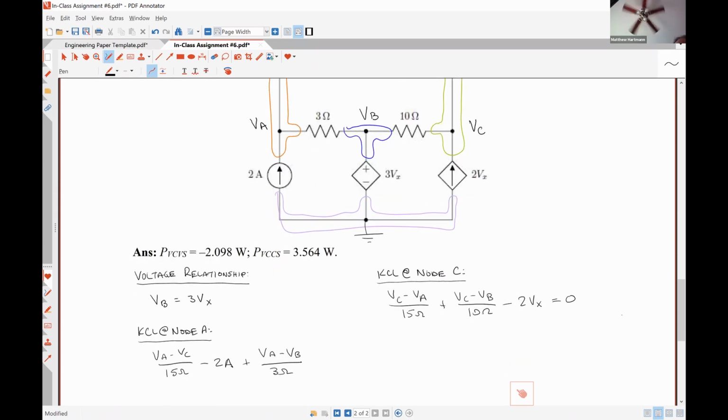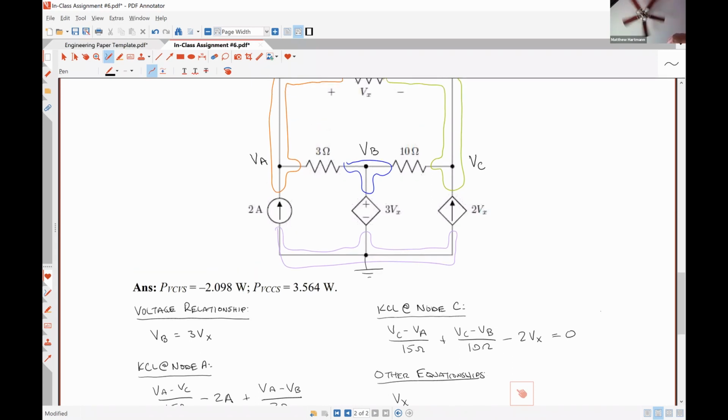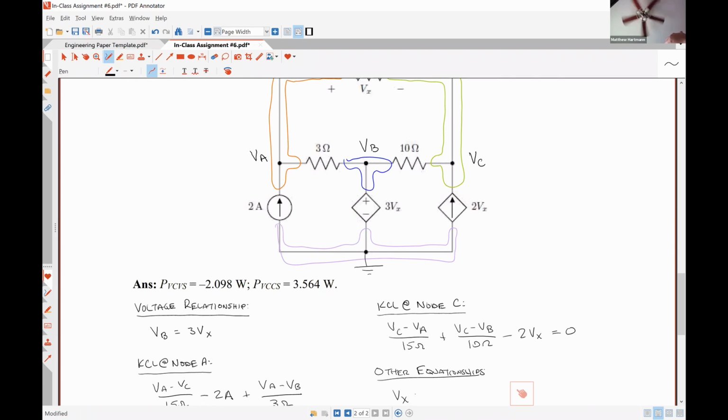So right now we have 3 equations, but we actually have 4 unknowns. We have VA, VB, VC, and VX as an unknown. So we're going to have to develop an extra equation, which I call other equations, or other relationships, depending on my mood, where we're going to have to express Vx, our controlling variable for these 2 dependent sources, in terms of the nodal voltages. So how am I going to express Vx in terms of the nodal voltages?